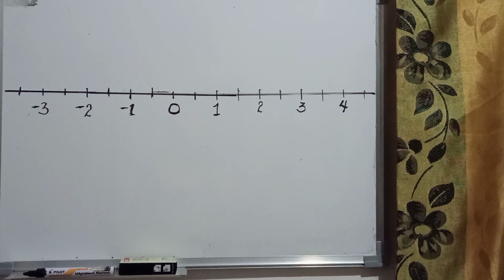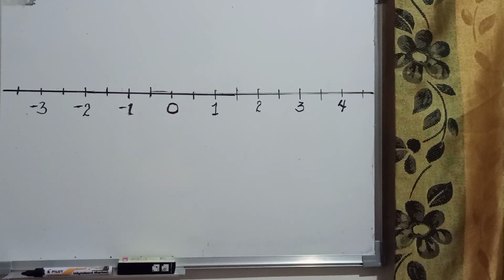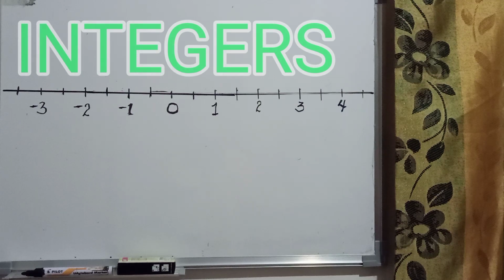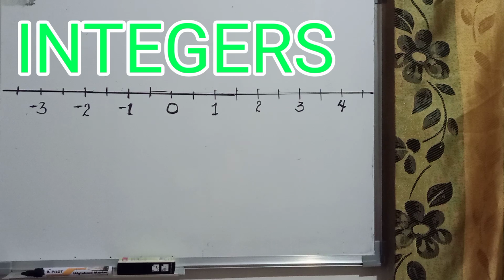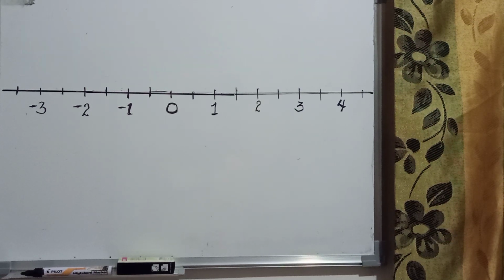Then at the left side of 0, if you have now the negative numbers, negative 1, negative 2, negative 3, we again increased the coverage of the numbers, and we have now what we call our integers. So what are integers? We have the natural numbers, 0, and our negative numbers.